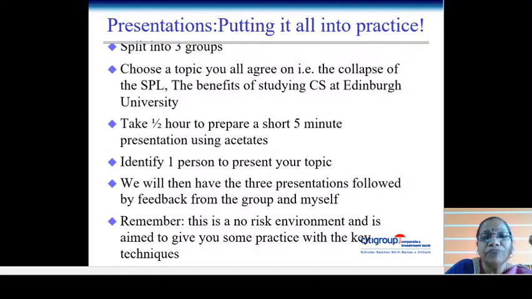Identify the first person to present your topic. We will then have the 3 presentations followed by feedback from the group and myself. This is the presentation, putting it into practice. We will then give feedback also. Remember, this is a no risk environment and is aimed to give you some practice with key techniques.